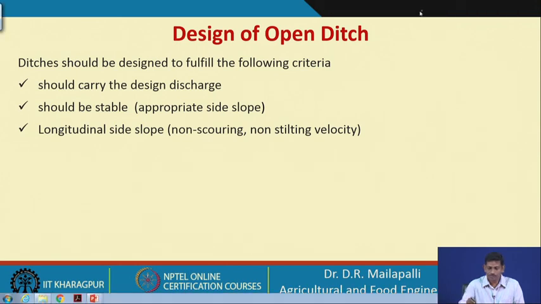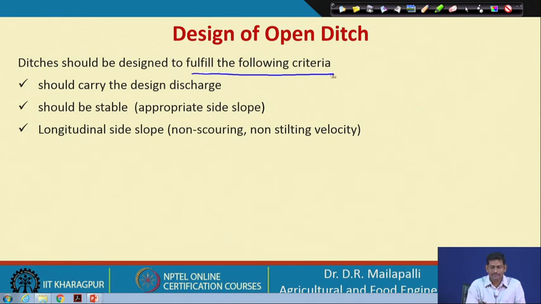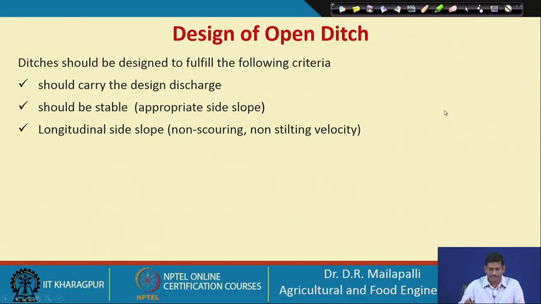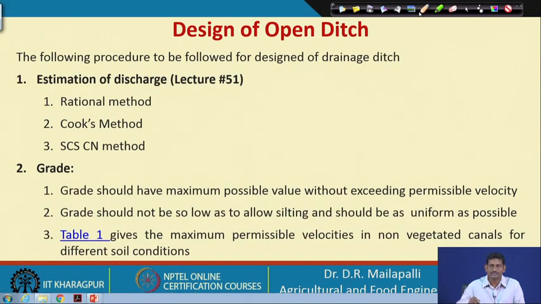The open ditch should be designed to fulfill the following criteria. The first one is that it should carry the design discharge. That is the important parameter, the bare minimum. Then it should have stable side slopes and also a longitudinal slope for non-scouring and non-silting velocity. We are going to see the procedure to estimate the design parameters in case of channel design.